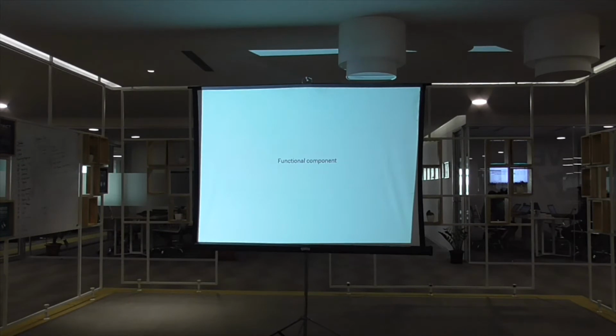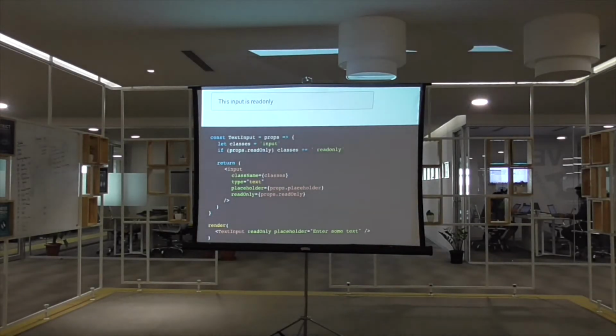The first two patterns are silly, so bear with me. The first one is the functional component. You have a function which gives you JSX.